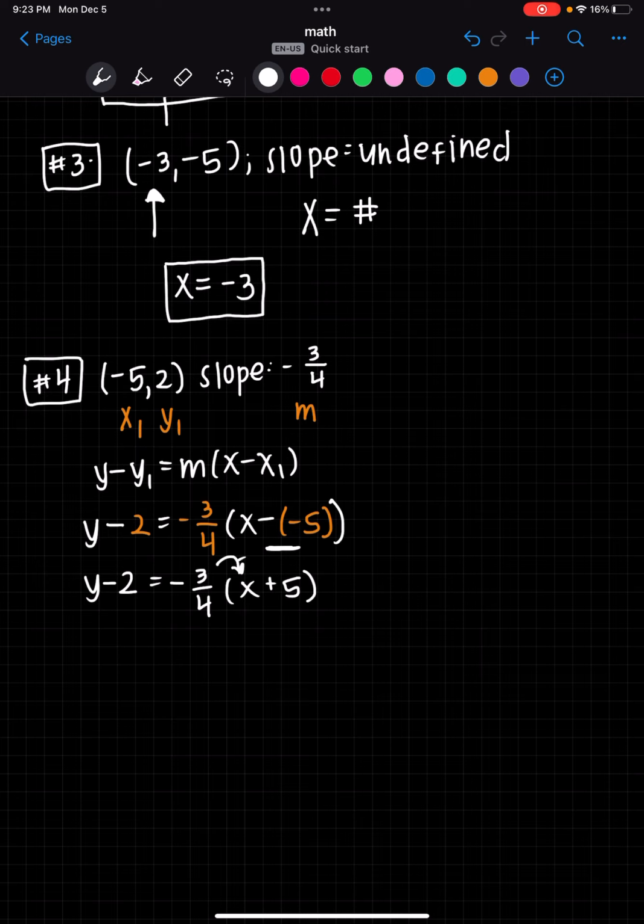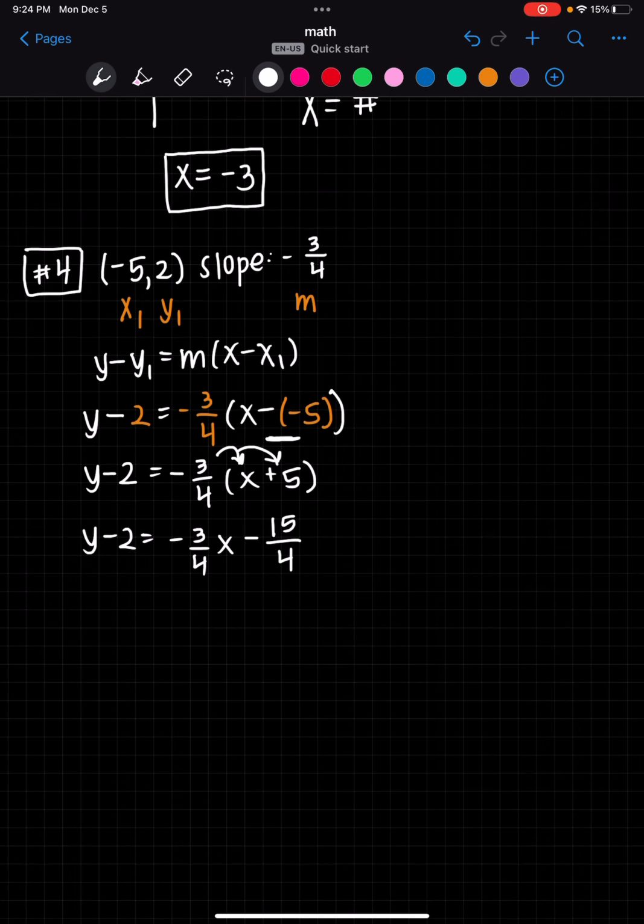Now I can distribute the -3/4. So I get y minus 2 equals -3/4 x, and then -3/4 times 5 gives me -15/4. You can definitely use your calculator for this. And if you want to put it into decimal form, you can. I'm just going to keep mine in fractional form for this.